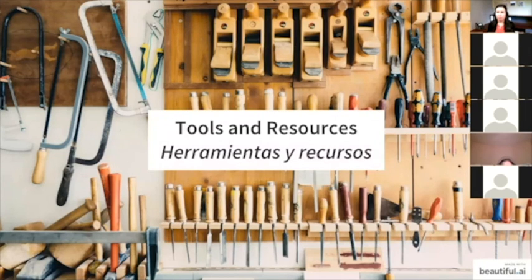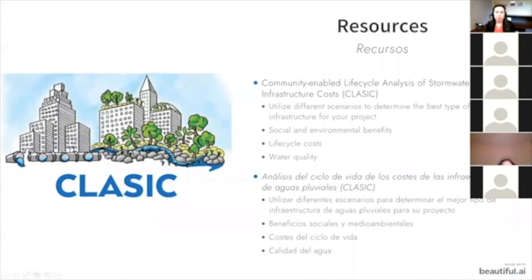Okay, I want to get to tools and resources before we end today. Let me just bring everything back up after moving everything around. Okay, so here are some resources if you're really excited now to install rain gardens and get started, which I hope you all are. One of the things that you can do, Classic is a tool from the One Water Solutions Institute, where the Colorado Stormwater Center is a part of.